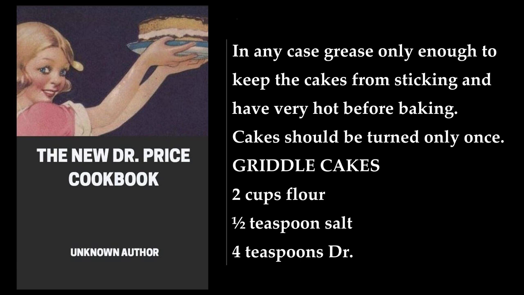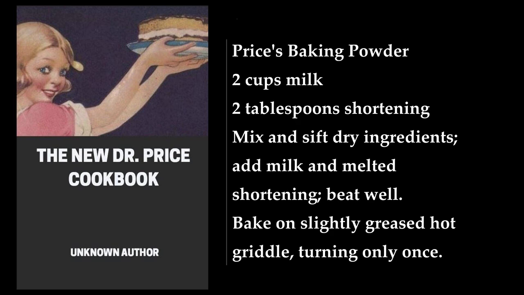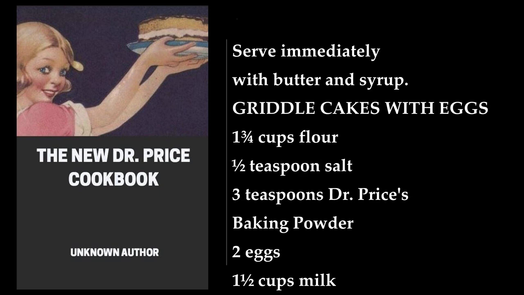Griddle cakes. 2 cups flour. 1/2 teaspoon salt. 4 teaspoons dry baking powder. 2 cups milk. 2 tablespoons shortening. Mix and sift dry ingredients, add milk and melted shortening, beat well. Bake on slightly greased hot griddle, turning only once. Serve immediately with butter and syrup.